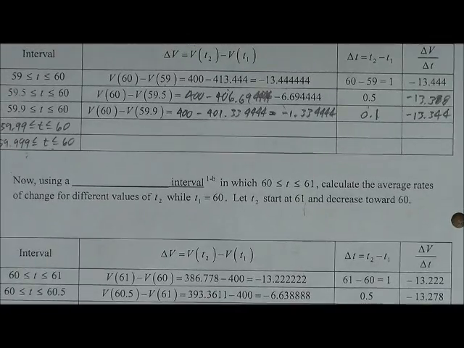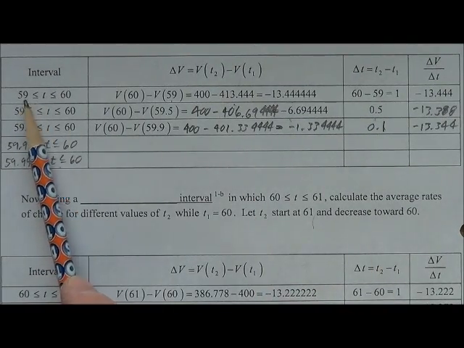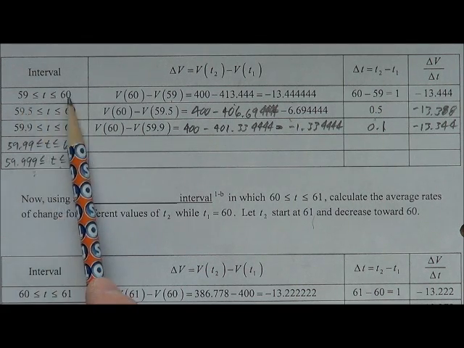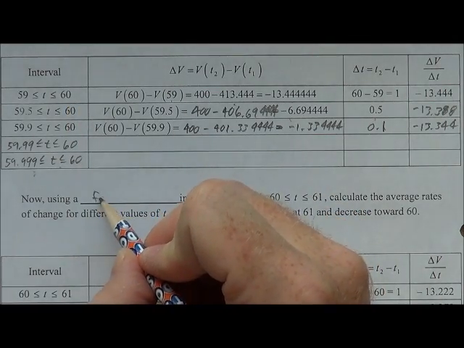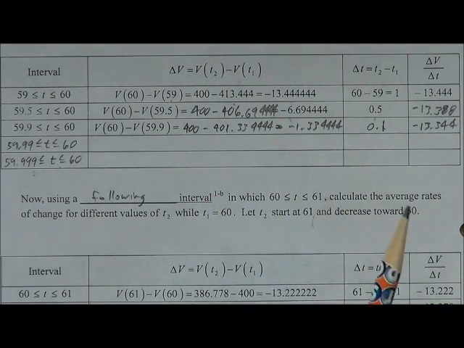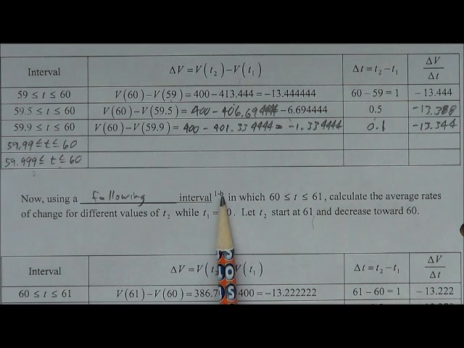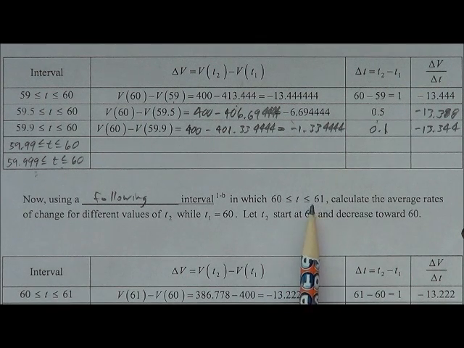Okay, so now what we're going to do is, so that was the preceding interval where the time T1 was 1 minute before, in that minute before 60 minutes. Now we're going to use a following interval. So this technique is the preceding and following intervals. And this is technique 1, part B, where T1 is going to stay at 60 and T2 is going to continually change, starting at 61 and slowly decreasing, getting smaller and smaller towards 60.